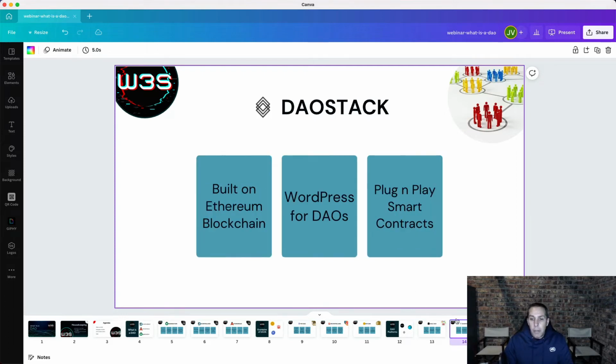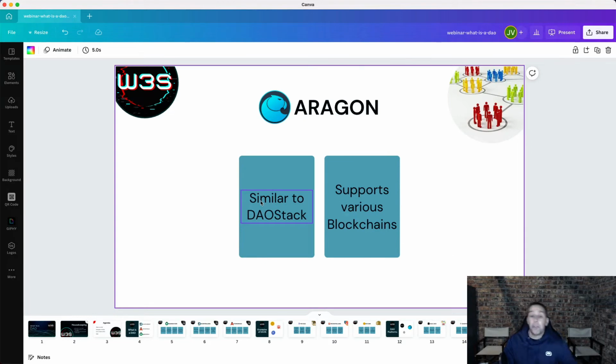Unlike DAOstack, where it runs on the Ethereum blockchain, Aragon initially started on the Ethereum blockchain, but they now support various different Ethereum-based blockchains as well as Polygon. And what's important about this is that with Aragon, you don't have to work on the Ethereum blockchain and pay those ridiculous transactions. I'll give you an example.